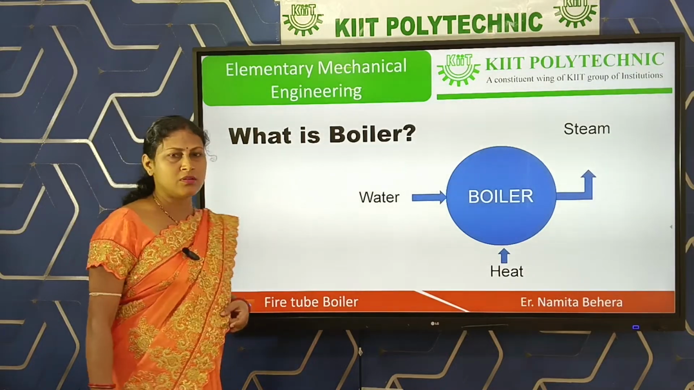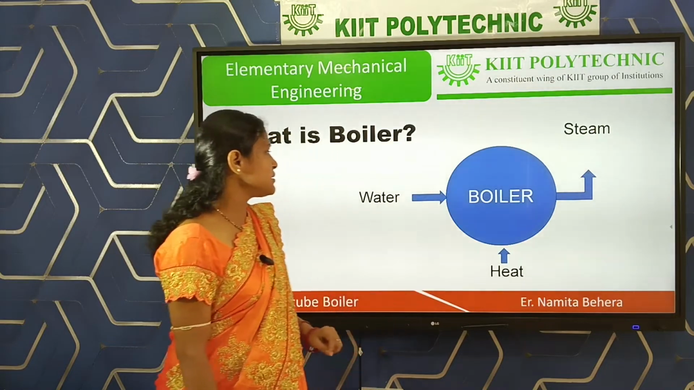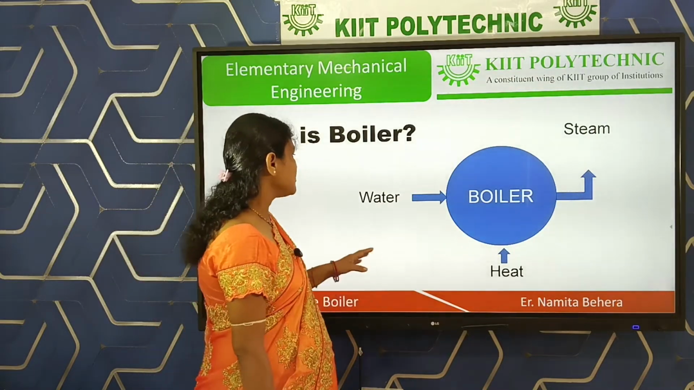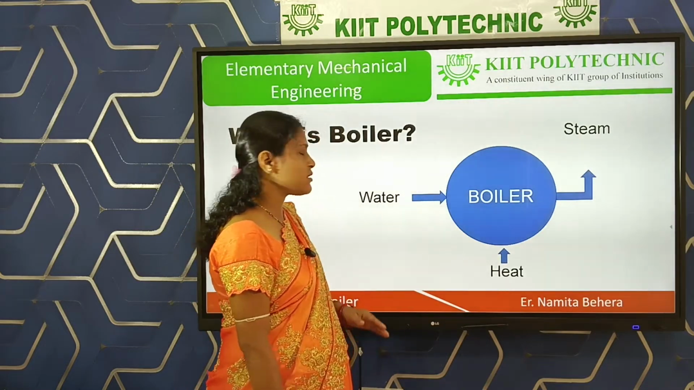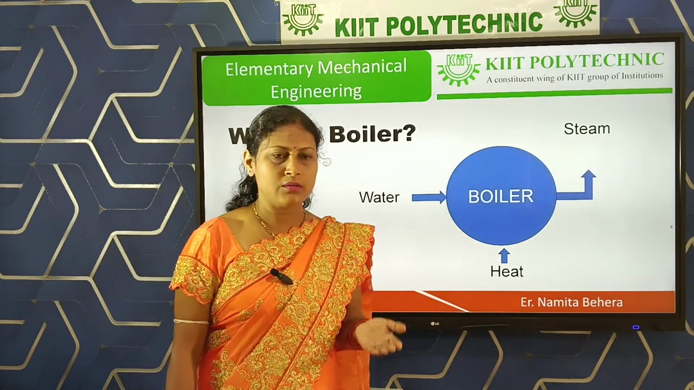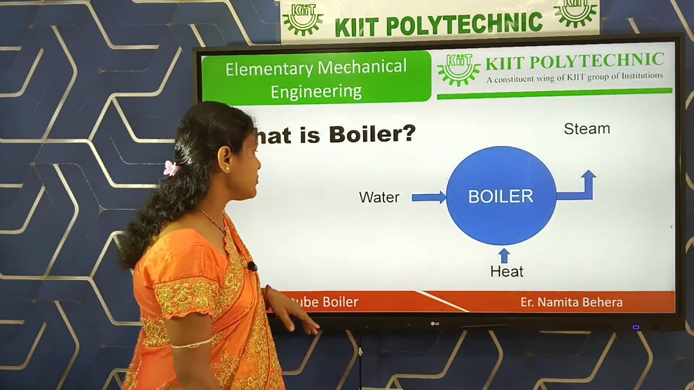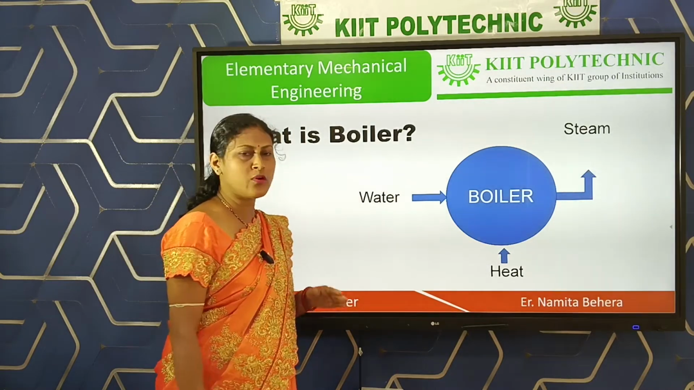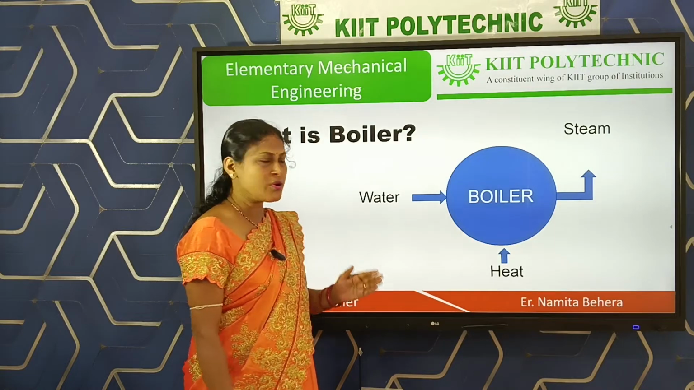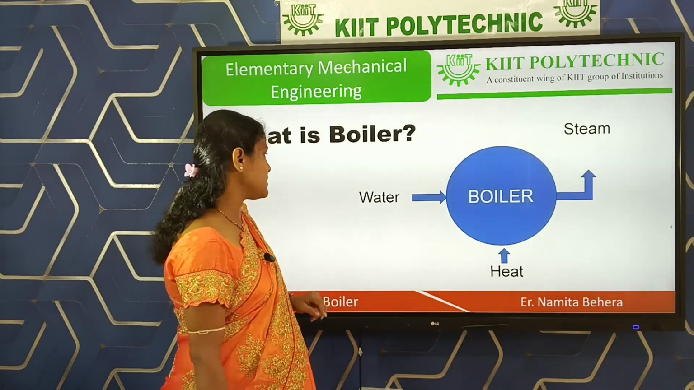Then what is a boiler? A boiler is a closed vessel. Its main characteristic is that it is a closed vessel and it is always vertical. Heat is produced by combustion of fuel, which means coal, wood or oil. Combustion takes place inside the boiler to form hot gases or flue gases, which convert the water to steam.